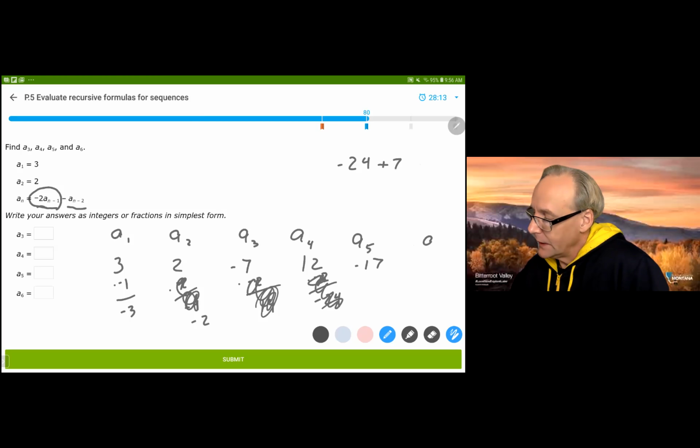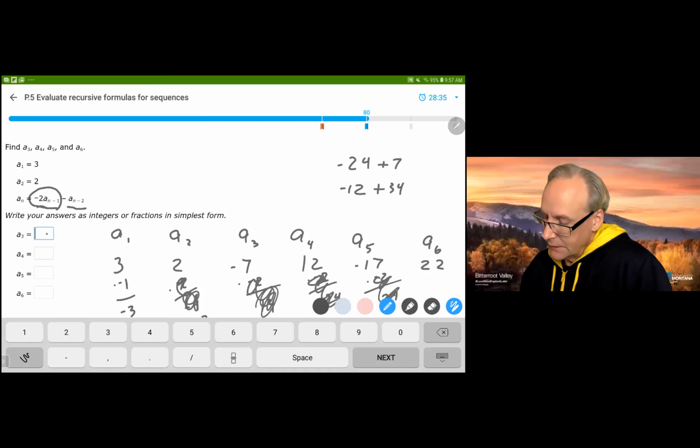And I need one more, A6, which means I'm going to multiply the -17 by -2, which is going to give me 34. I'm going to change the sign on the 12, and I'm going to add them together. So I'm going to add the -12 plus the 34, which is 22. So there's my sequence, -7, 12.